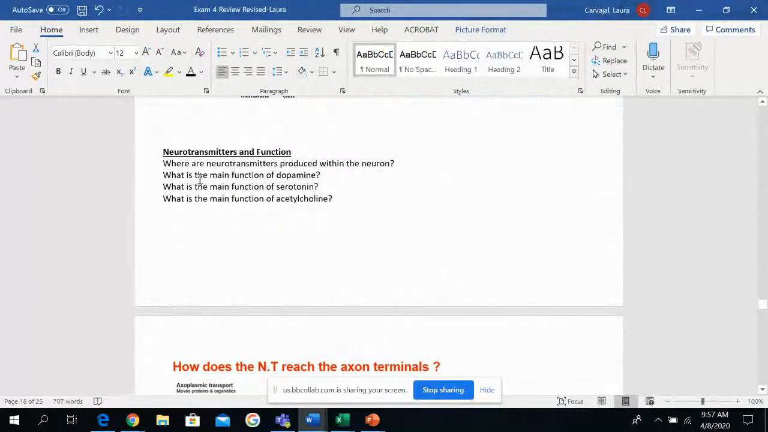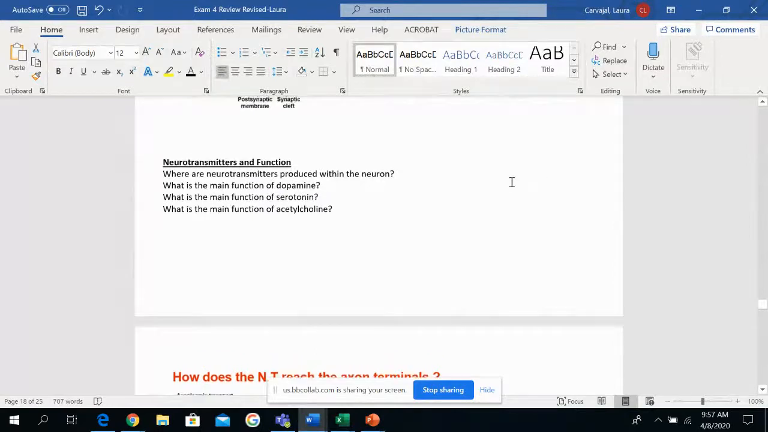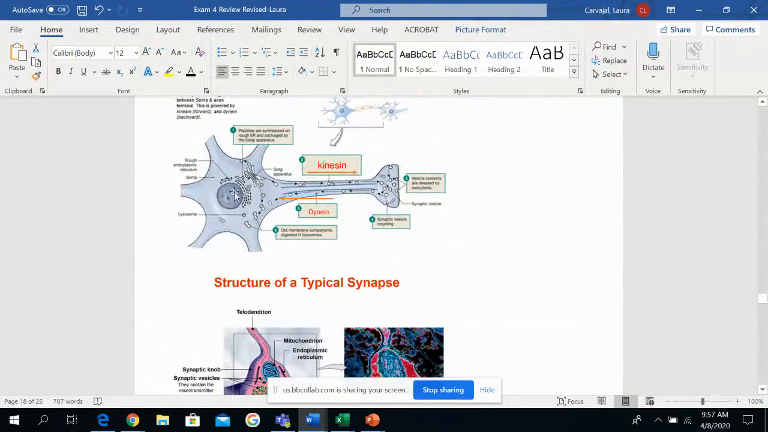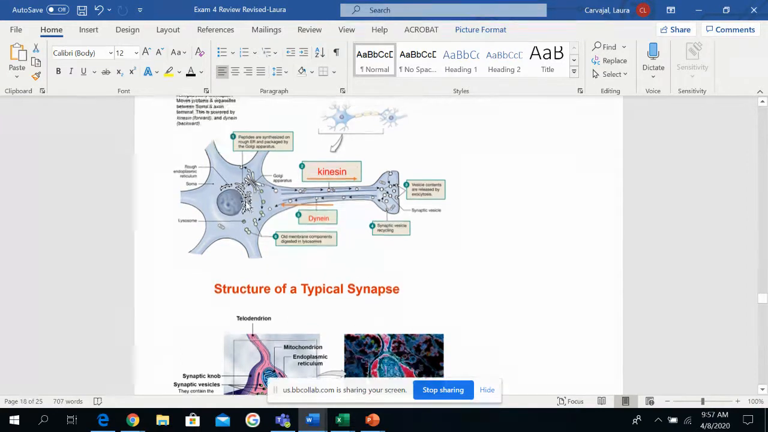Where are neurotransmitters produced within the neuron? So neurotransmitters are produced right here. The nucleus sends out a signal to the ribosomes to start making neurotransmitters. They get formed either in the smooth ER or the rough ER, depending. They then get sent over to the Golgi to be packaged and sent off. And then they end up moving to the end of the synaptic terminal, at the synaptic knob, to be released.